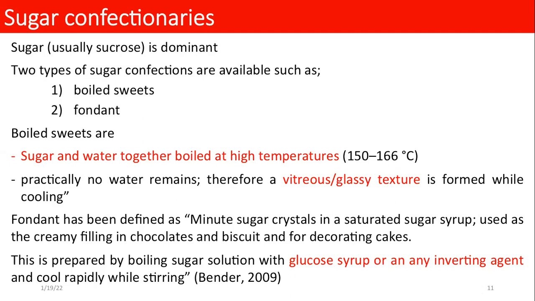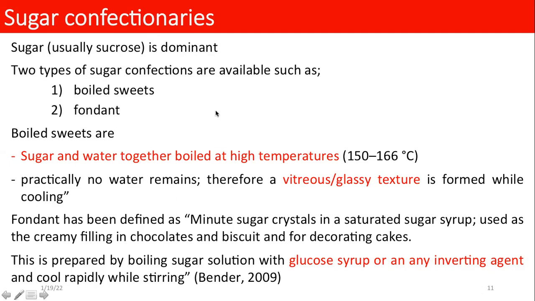Two types of sugar confectioneries are available: boiled sweets and fondants. Boiled sweets, the name says boil, so we are going to increase the temperature of the sugar and water mixture. I hope you can remember this. We mix water and sugar and then increase the temperature up to some predetermined stage temperature. Practically no water remains, and therefore you can get a glassy texture, and you can get hard boiled and soft boiled candies. We will discuss these things later.